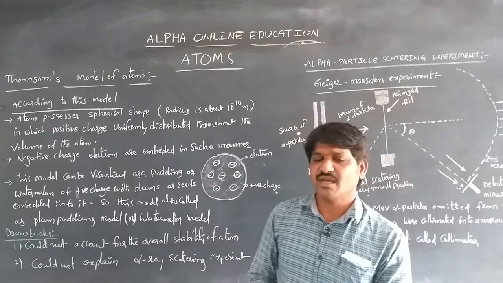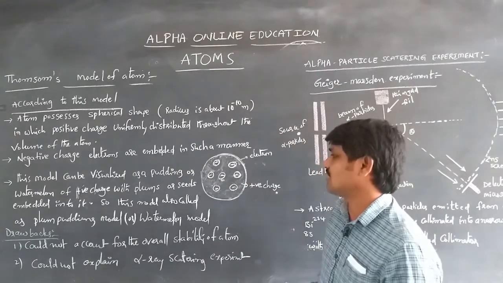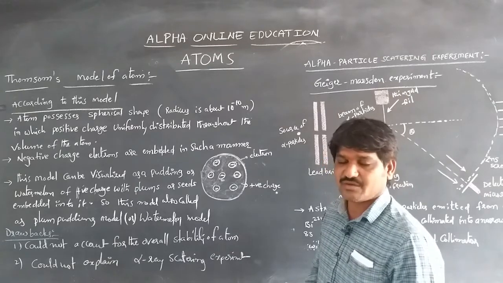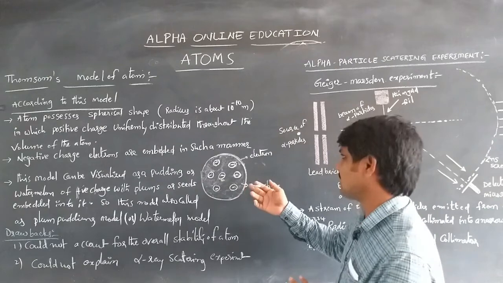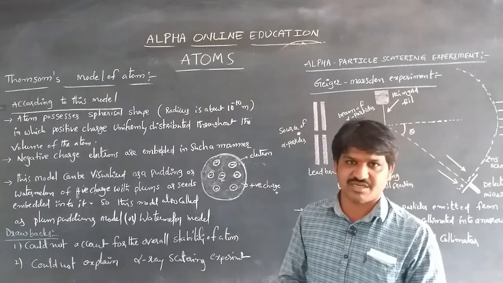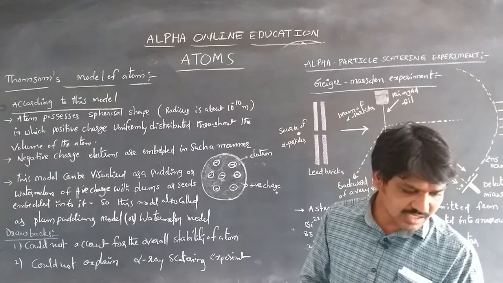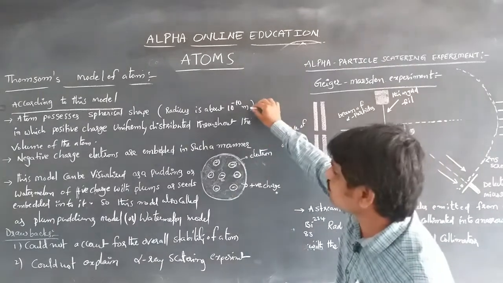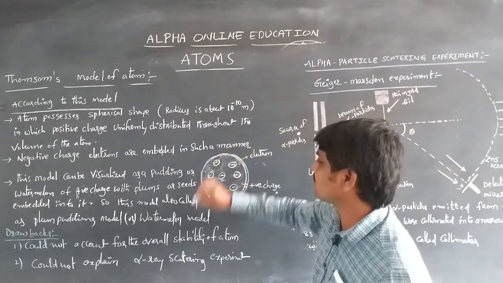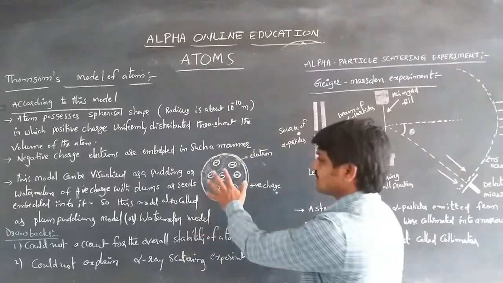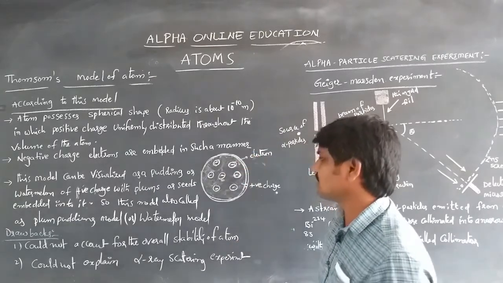When J.J. Thomson gave this idea about the structure of an atom, he described it as having a spherical shape with a radius of about 10 to the power of minus 10 meters. The positive charge is uniformly distributed all over the atom, and the negatively charged particles are embedded in the atom.